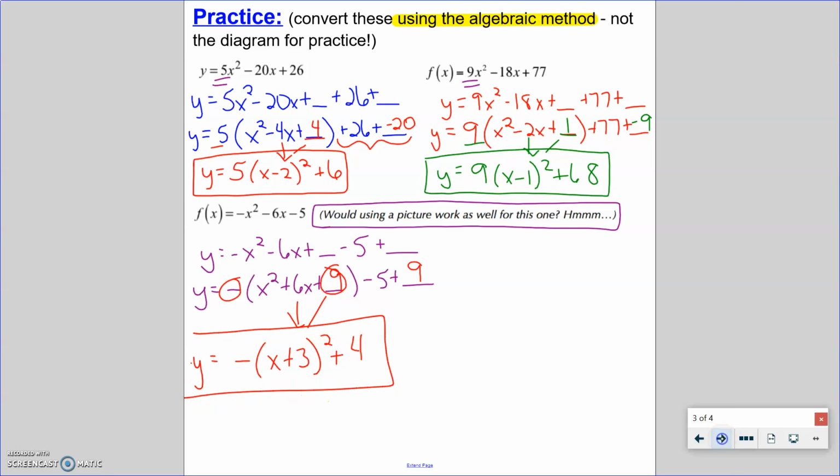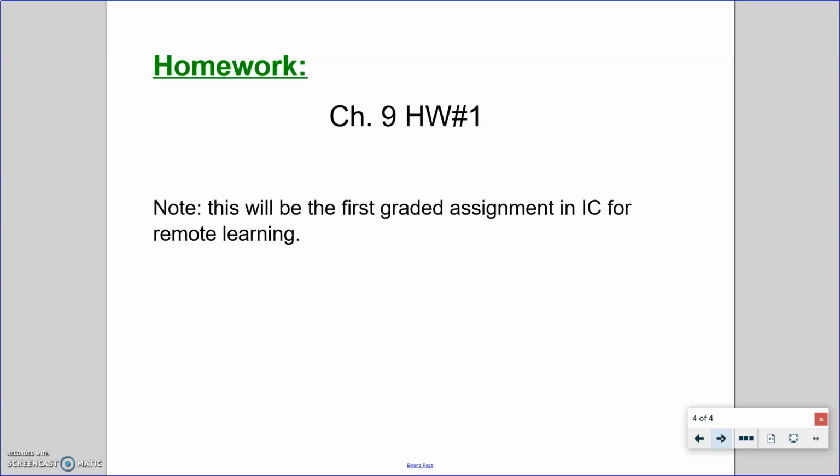All right, so after you watch this video, you guys, I want you to try the Chapter 9 homework number 1. Remember, if you have a printer and you can print it out, that might be easier. If you don't, that's okay. Do the questions on a blank sheet of paper and just label them. Like, you don't have to rewrite the question. And take a picture of your blank sheet of paper.